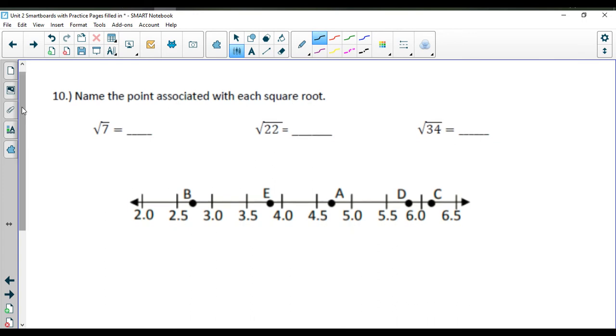For question number 10, name the point associated with each square root. So when I look at the square root of 7, that is actually going to be point B on my number line. The square root of 22 is going to be in between the square root of 16 and the square root of 25. So in between 4 and 5, and a little bit closer to 5 then. So that's going to be point A. And the square root of 34 is just below the square root of 36. So just below a 6, D would be our best example. And that is the last question that you have then for practice packet 2.9 square roots.